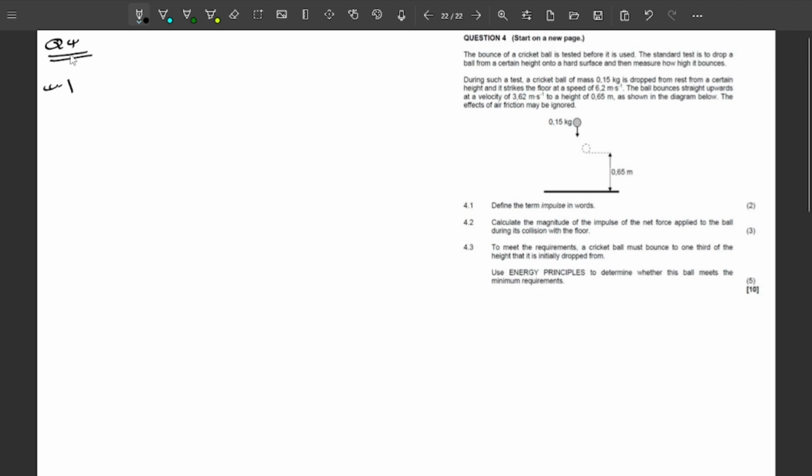Good. Now, 4.1, define the term impulse in words. So, impulse is defined as the product of the force and the time during which the force acts, right? As I always say, I do not write definitions, I only state them. I repeat, impulse is the product of the force and the time during which the force acts, right?